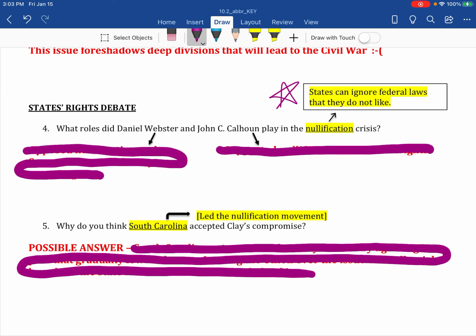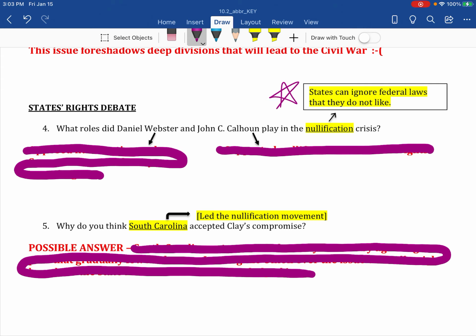Nullification means that states can ignore federal laws that they don't like. So basically, the southern states were saying, you know what? This tariff is so terrible, and it obviously only benefits one region of the country. They felt like it was unconstitutional for that reason, and they felt like they shouldn't have to even follow it. They actually went so far as to pass something called the Nullification Act, which said that they absolutely were not going to follow laws that were passed by the federal government that they didn't like.